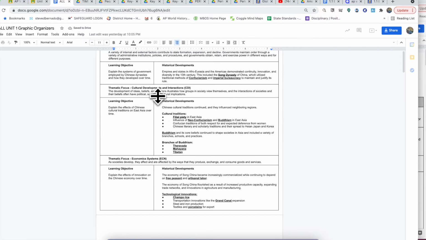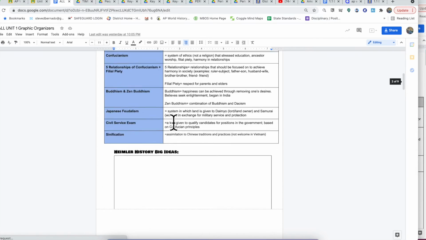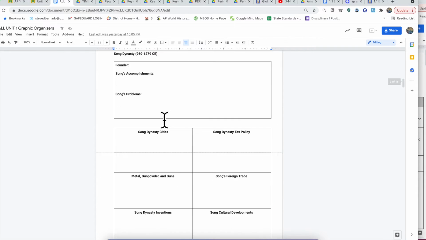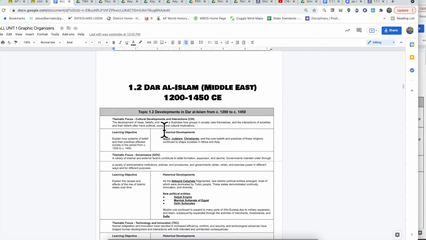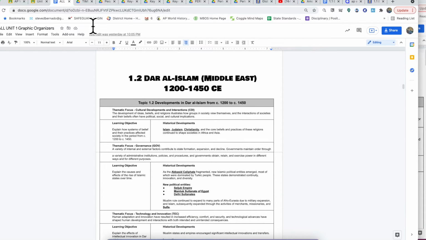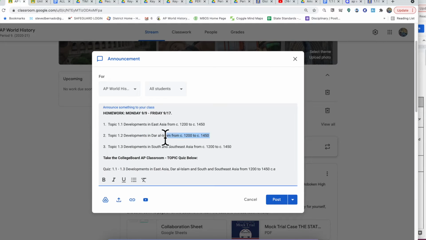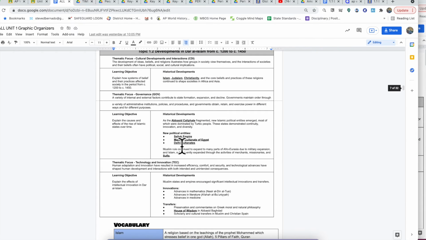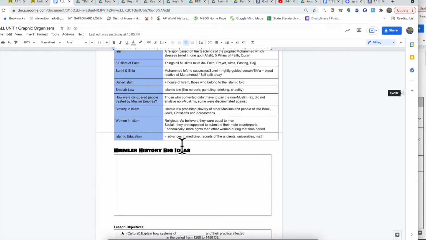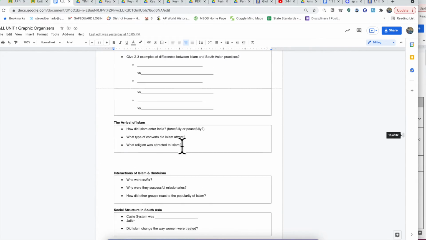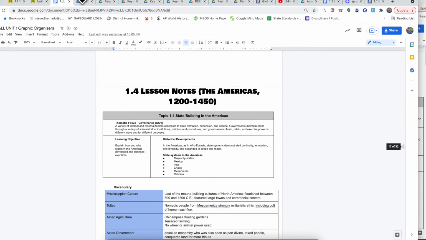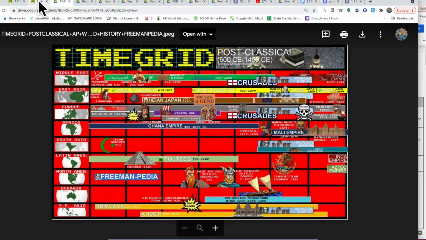So you have to actively read this, look at the vocabulary, watch the video, fill out the graphic organizer. And once you get to the bottom, now you see 1.2. This is the second of the 3 assignments. So it's all inside one big list of graphic organizers for Unit 1. And you can see 1.3, 1.4, it goes through them all. So you can see that, okay?